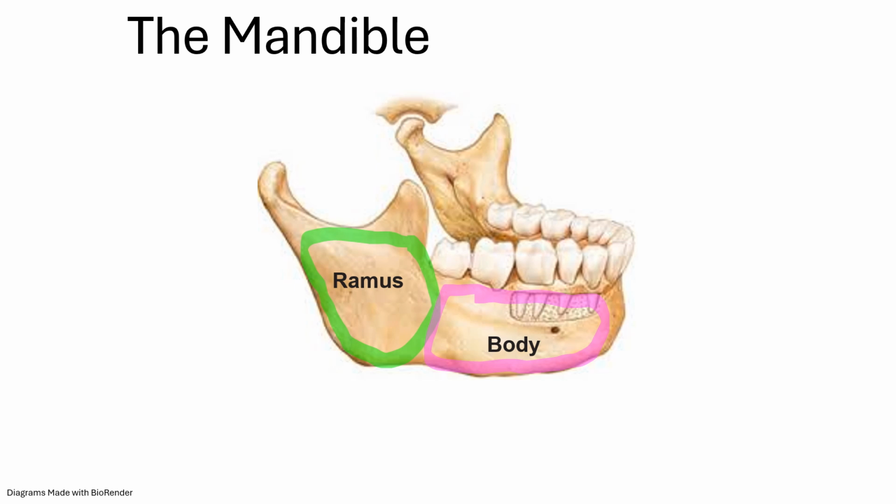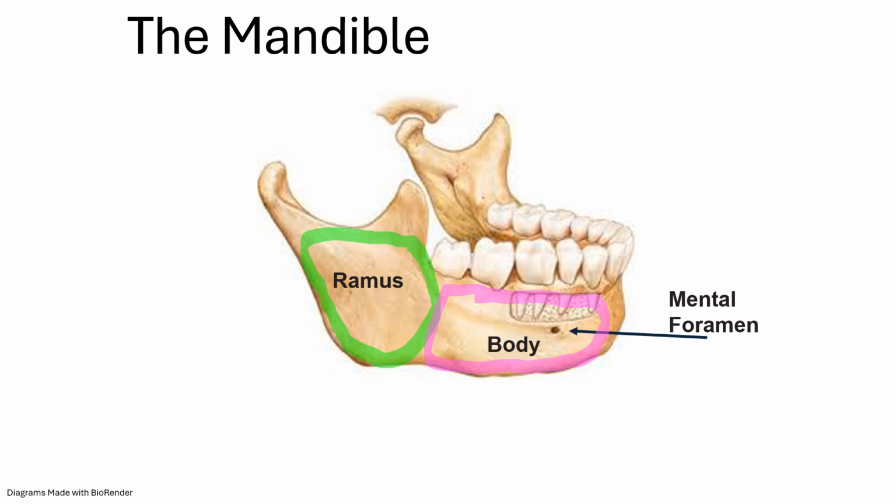There's only one feature in the body that you have to know, and it's called the mental foramen. This is a little hole through which nerves run. These nerves are part of a really big nerve that comes from your cranium called the trigeminal nerve. And this is the nerve that serves your teeth and makes them sensitive.